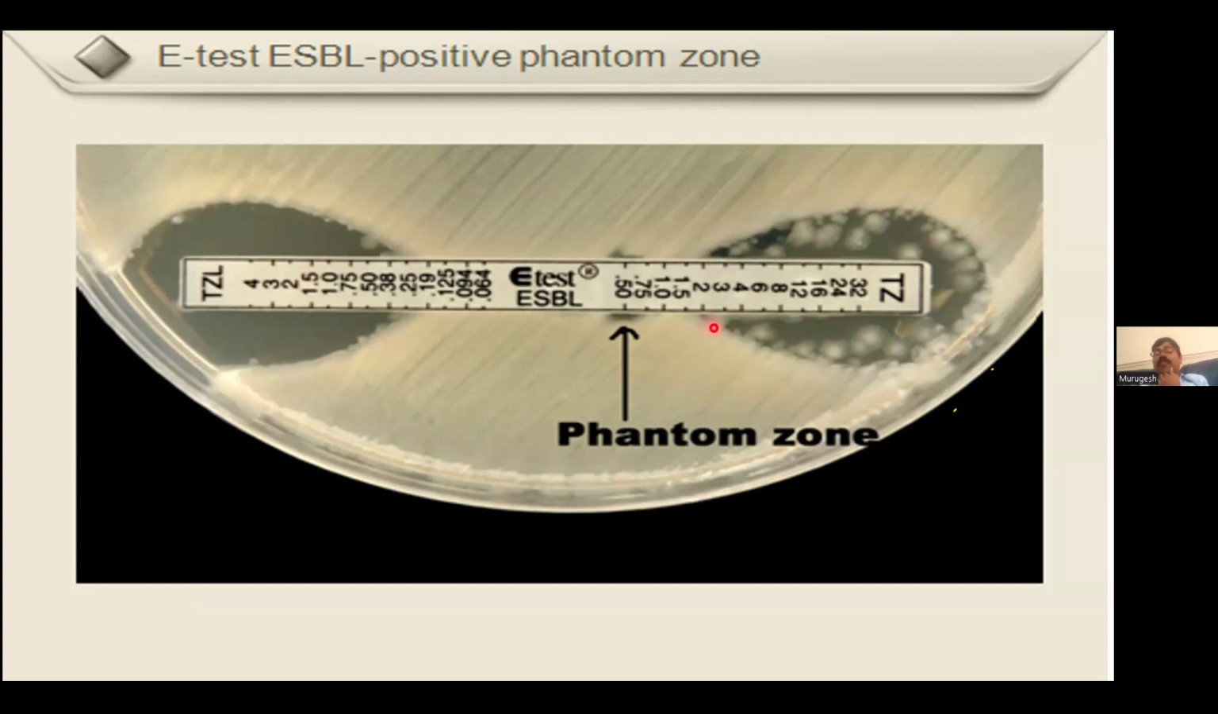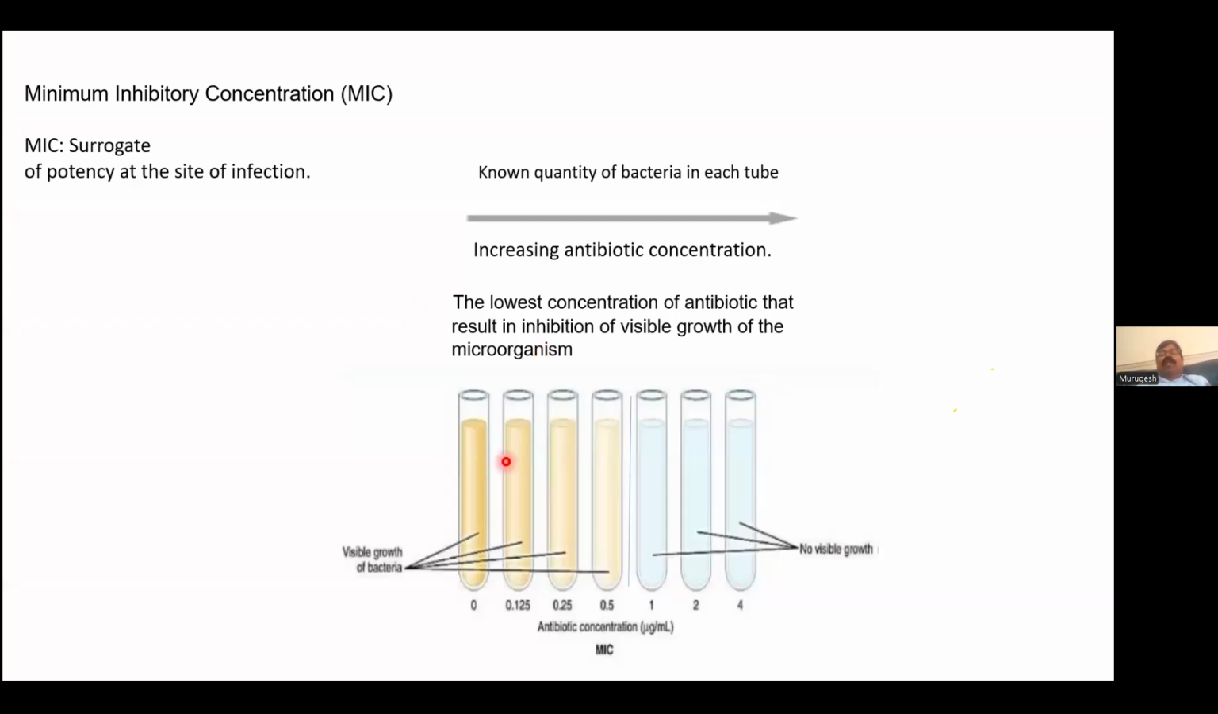And here the MIC is 2. As you can see, this ellipse joins roughly at 2. This is 2 micrograms per mL. And then here, as you can see, it's fairly sensitive. It's 0.19.